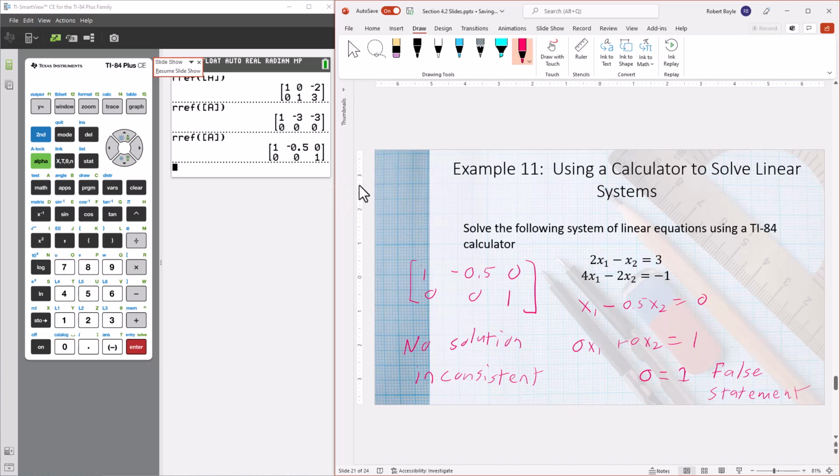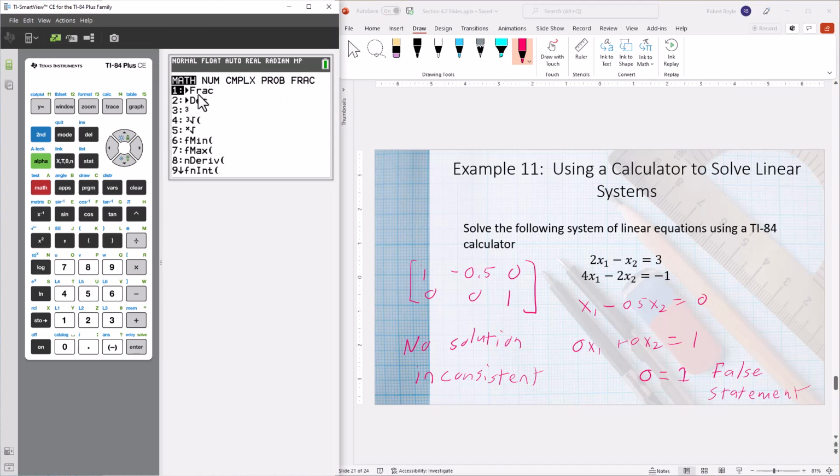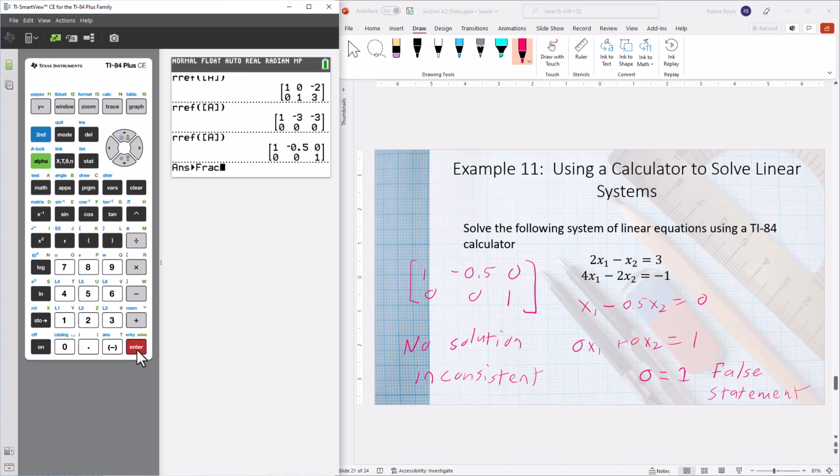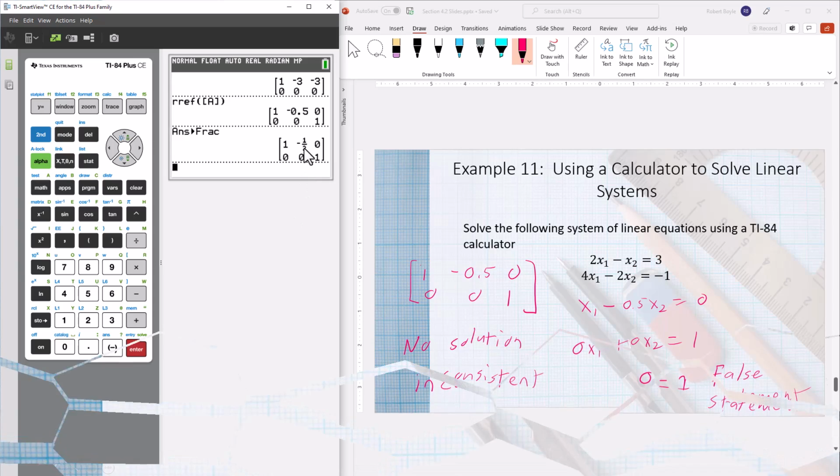One more thing. Now look at this augmented matrix. Right here we have a decimal which is -0.5. Sometimes it might be better to look at this as a fraction. Now how can you do that? Well, in your calculator, go to math. Notice the first element there is fraction. So just go ahead and click on that. Okay? And then I think all you need to do is hit enter, and it will give you the fractional form.